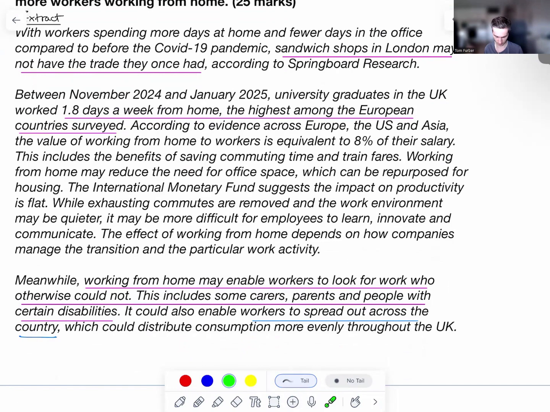An important point is that working from home may enable workers to look for work who otherwise could not. So maybe this includes carers, parents, and people with certain disabilities. And that could be an increase in labour supply, and that could be an LRAS effect. So that's an interesting macro point, perhaps. Maybe a good evaluation point also is that workers may spread their consumption throughout the country. And so maybe some sandwich shops will lose out, but maybe some others will gain from working from home.